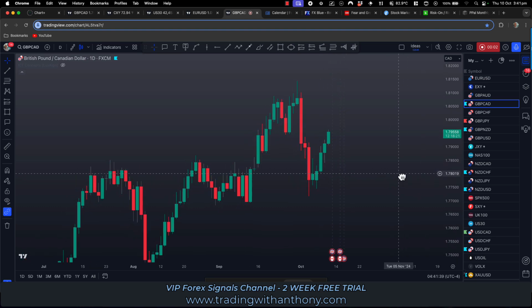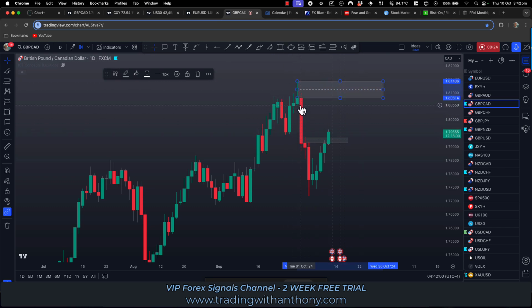Traders, I'm looking at the pound CAD daily chart. This has cleared this level here. My next target is the highs above here. We've got this gap to trade through.